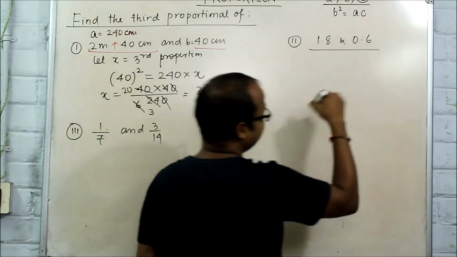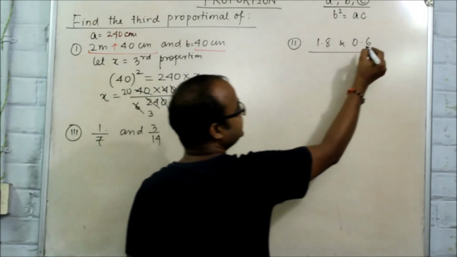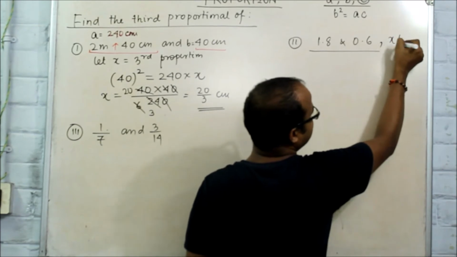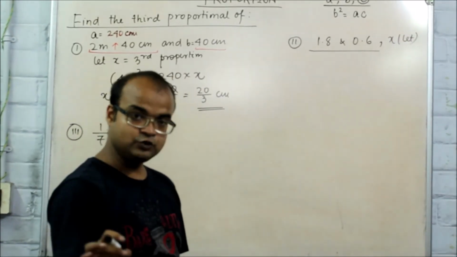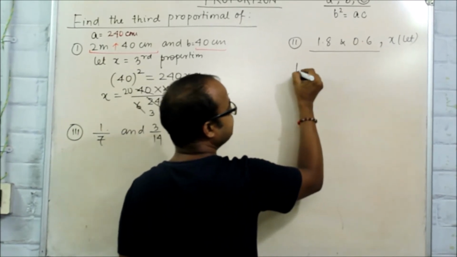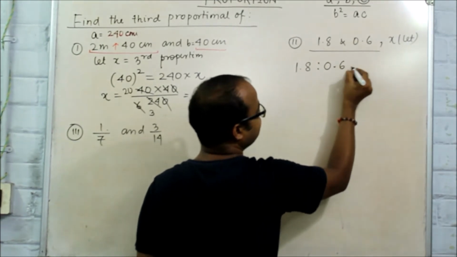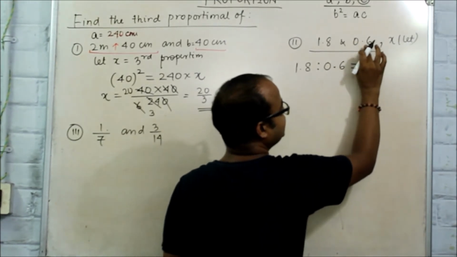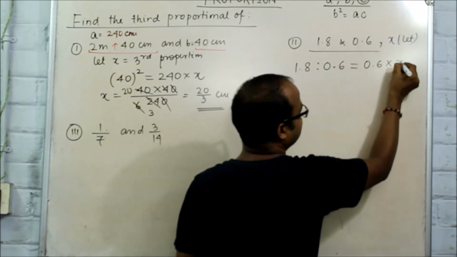Same thing, let me explain the concept again. So we can say that third proportion will be x. Now in continued proportion we learned that ratio of first and second is equal to ratio of second and third.